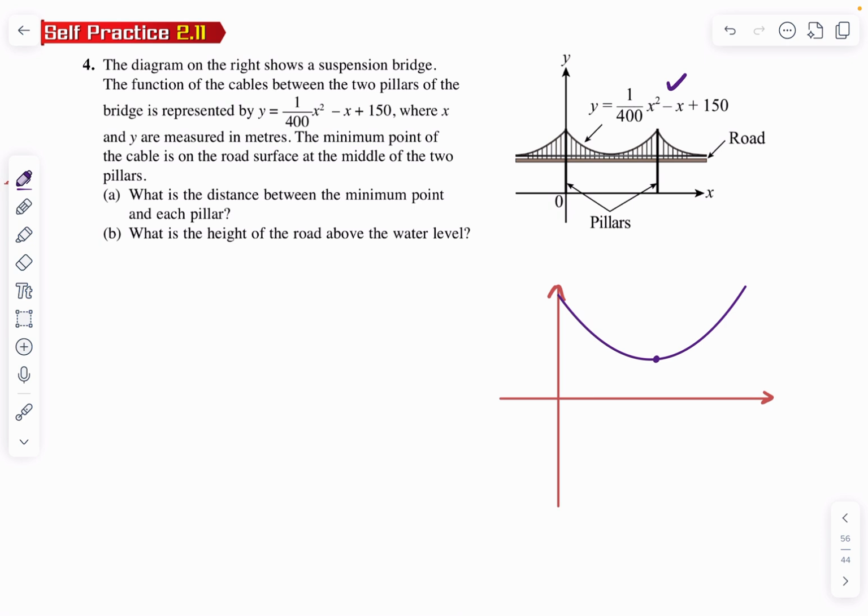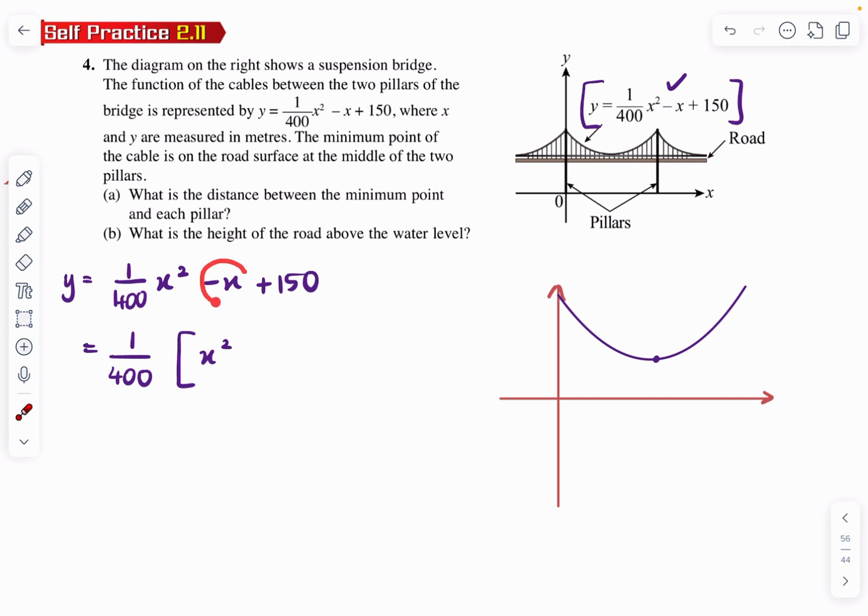So to find the minimum point, we need to do completing the square. So let's do that. Y equals 1 over 400 x square minus x plus 150. So to complete the square, a has to be 1. So in this case, we have to factor this one out. So we'll be left with x square, and then negative x divided by 1 over 400, we will get 400x. Because this times this will get back into negative x.